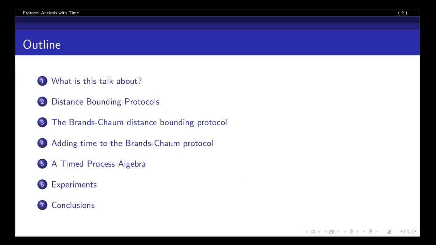The first look is this outline that I'm going to follow for the presentation. First, what is this talk about? Second, what is the meaning of the distance bounding protocol? Third, how does the Brands-Chaum analysis in notation work? Next, adding time to the Brands-Chaum protocol. Our contribution is our timed process algebra that we use to reason about time and distance. Several distance bounding protocols analyzed in the experiments, and finally the conclusions.